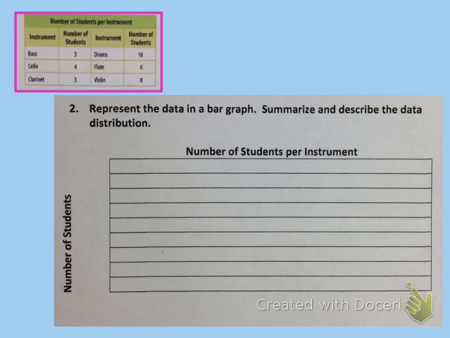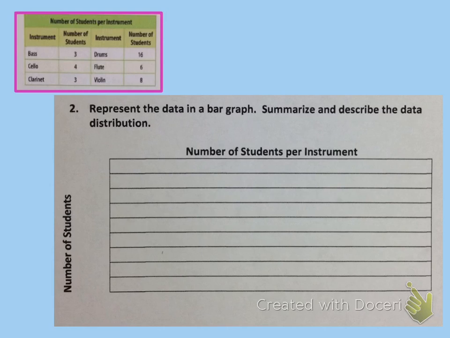Represent the data in a bar graph. Summarize and describe the data distribution. Well, this says a bar graph, not a histogram, so that means that our bars can be separated from one another. There can be spaces in between. The first thing we need to do is label the axes of our bar graph. Now we already have a title, number of students per instrument. We have number of students on the left and then instruments on the bottom. We just need to put the actual instruments and then number the side.